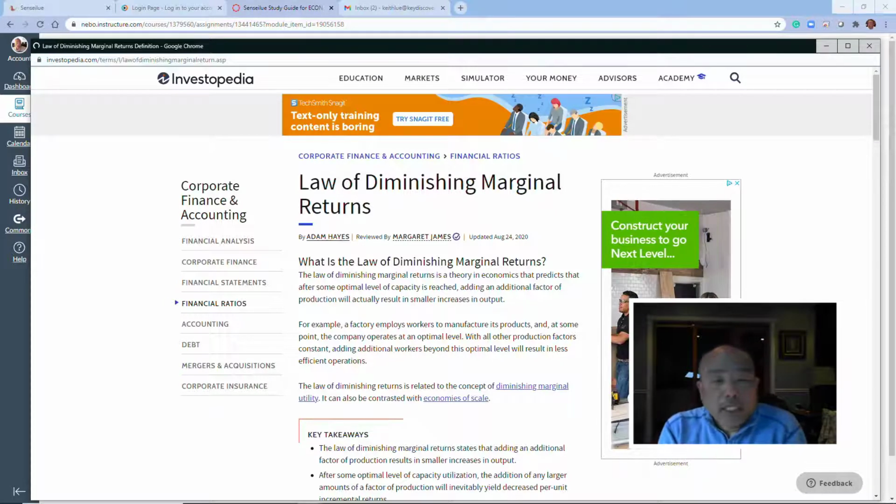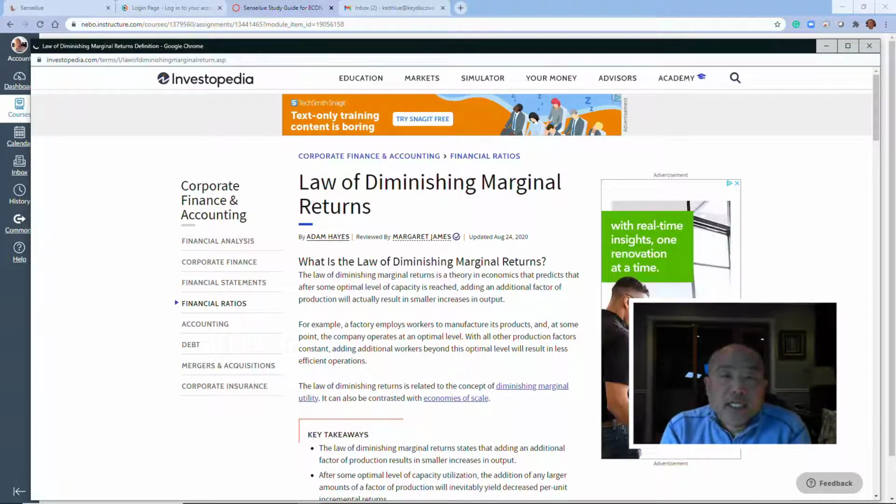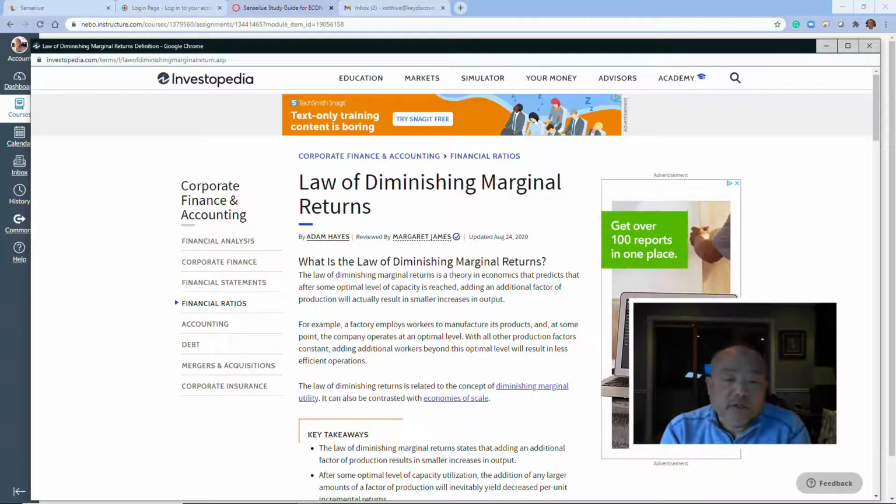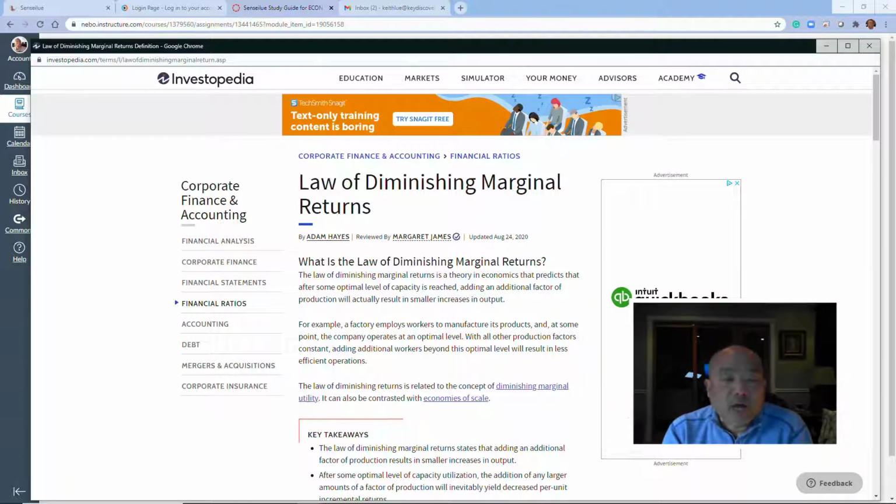Let's take a look at the law of diminishing returns. First of all, let's take a look at the definition that has been provided by Investopedia. What is the law of diminishing returns? It is a theory in economics that predicts that after some optimal level of capacity is reached, adding an additional factor of production will actually result in smaller increases in output. Okay? Knowing a little bit about this, let's take a look now.